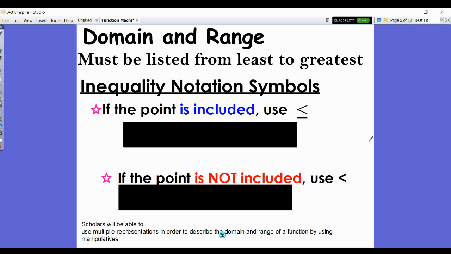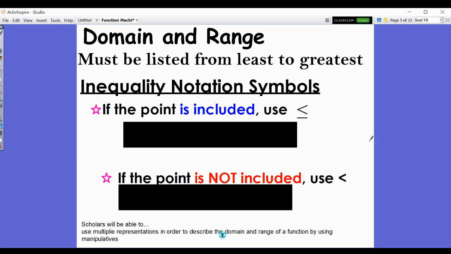The first thing I'm going to go over is some vocabulary about domain and range, because that's really what our lesson is about. Our real objective is to use multiple representations in order to describe the domain and range of a function by using manipulatives. So the manipulative that I'm going to go through with you all is ActivInspire. I've got a little digital manipulative to help make domain and range a little bit easier.